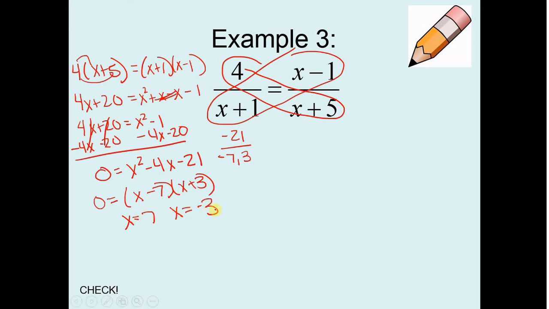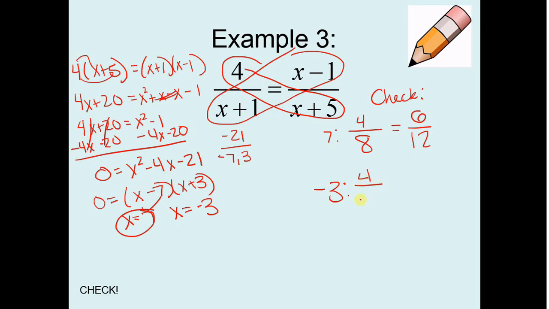Check it. Let's see if it works. So I'm going to have my check area right over here. This is going to be my 7 check. 4 divided by 7 plus 1, 8 equals 7 minus 1, 6 over 7 plus 5, 12. 4 over 8 equals 6 over 12. That is the truth. Both of them equal 1/2, right? So x can be 7. That one works. Let's check our -3.